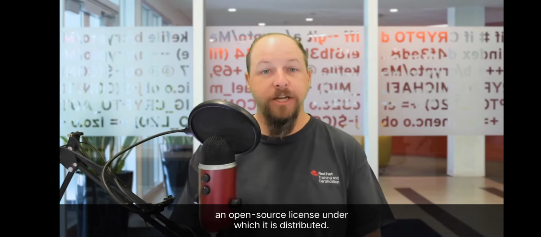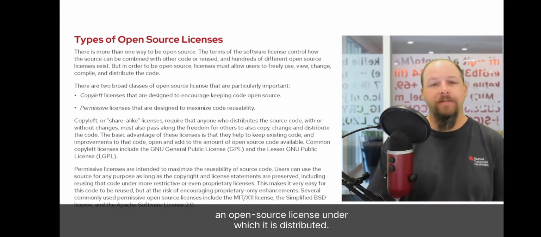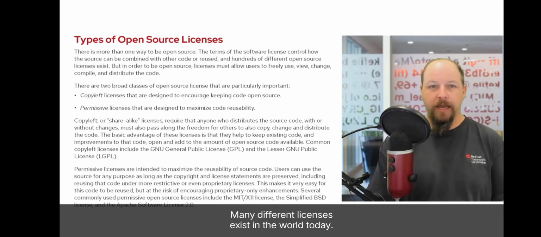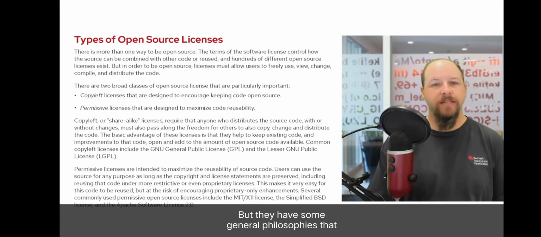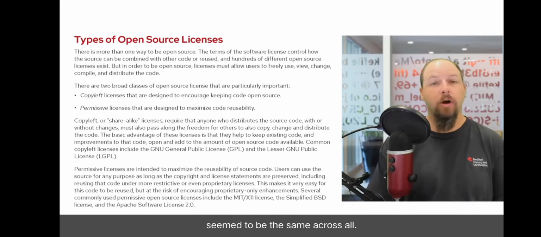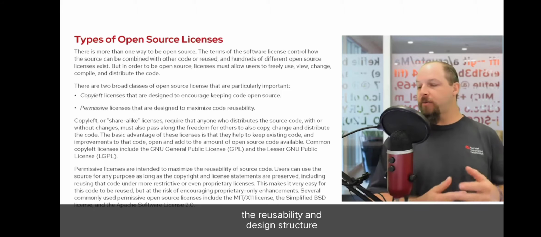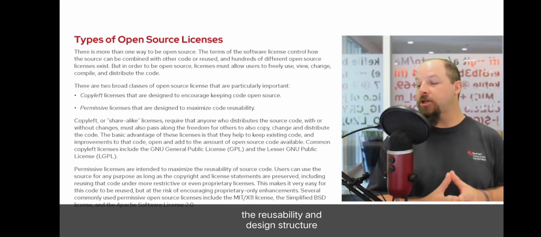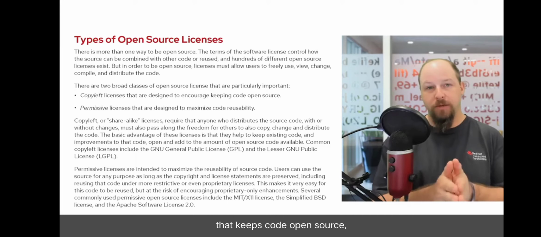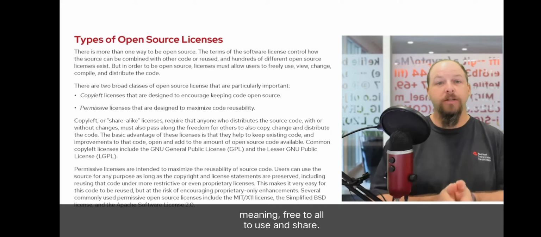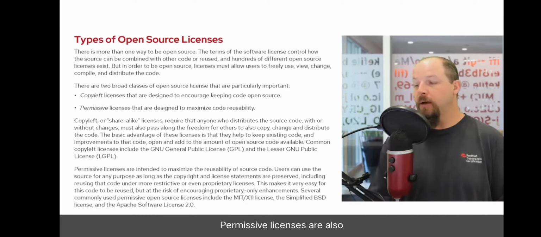Open source software always adopts an open source license under which it is distributed. Many different licenses exist in the world today, but they have some general philosophies that seem to be the same across all. In general, copyleft licenses encourage the reusability and design structure that keeps code open source, meaning free to all to use and share.